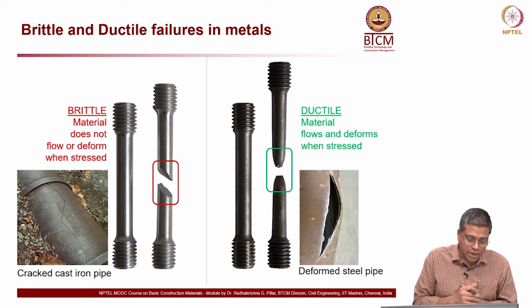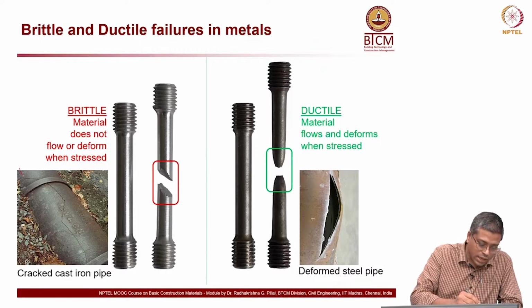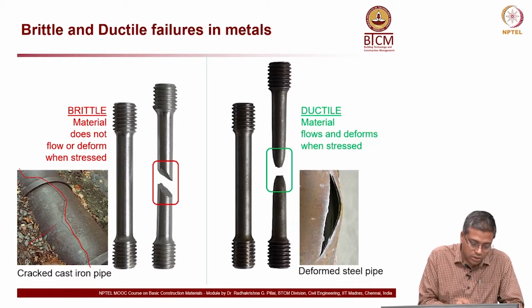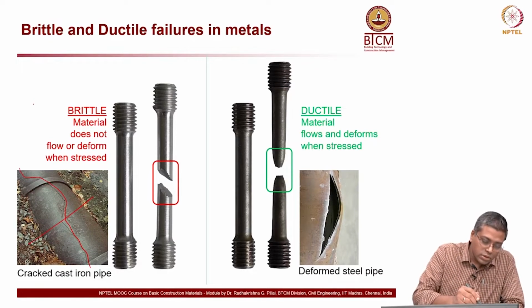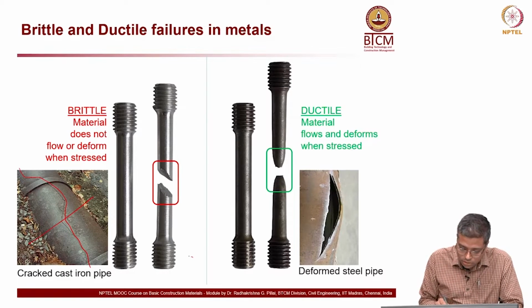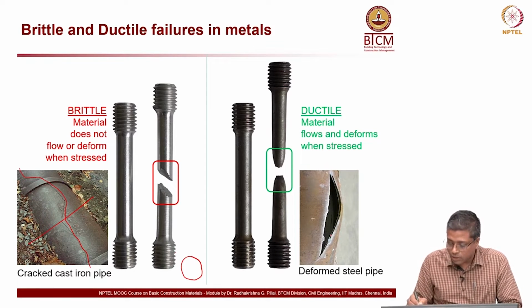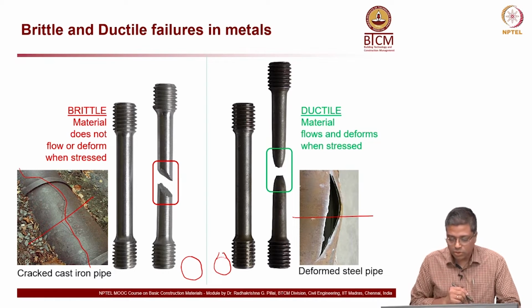As you see on the left side, let me show you more clearly: see the crack on this cast iron pipe, there is a crack going like this. Now, if I take a cross section here, the pipe's cross section is still going to be circular, so I am going to draw it here. Whereas on the right side, if I take a cross section of the deformed steel pipe, it is going to be something like this.